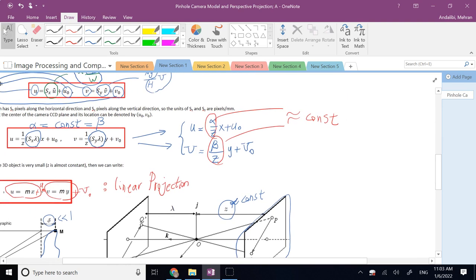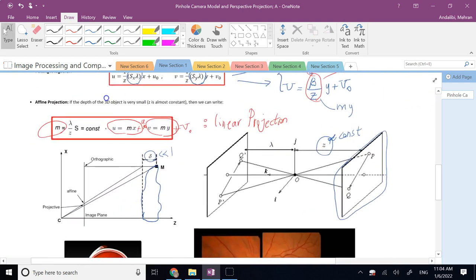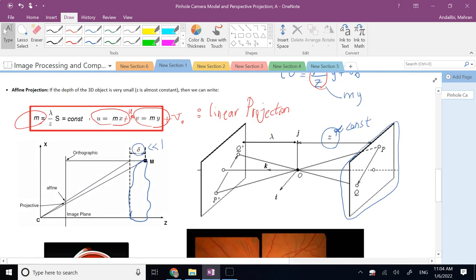If alpha and beta are different, then your equation is going to be: u is going to be m1 times x plus u naught, and v is going to be m2 times y plus v naught. Or if you don't like one and two, you can just call them mx and my. But clearly, the mapping is going to be almost linear. And the good thing is it makes our future calculations, calibrations, and so many things a lot easier.